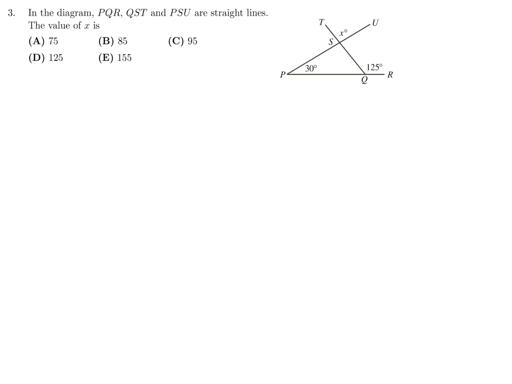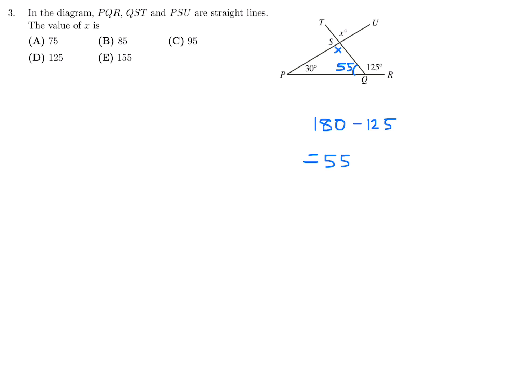In the diagram, PQR, QST, and PSU are straight lines. The value of x is? Well, if x is here, then x is also here, since opposite angles are the same. If this is 125, to get this angle, I have to subtract 180 minus 125. And if I do, I get 55. So this angle in here is 55.